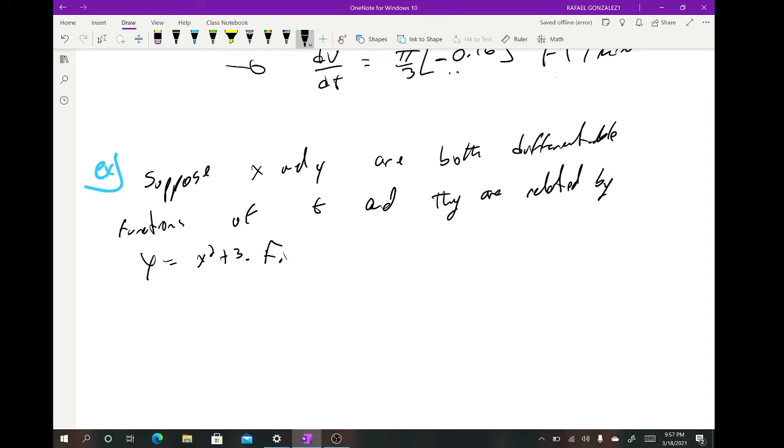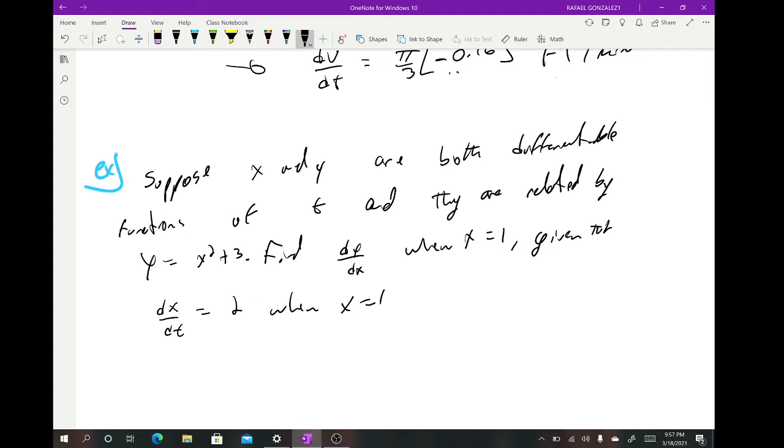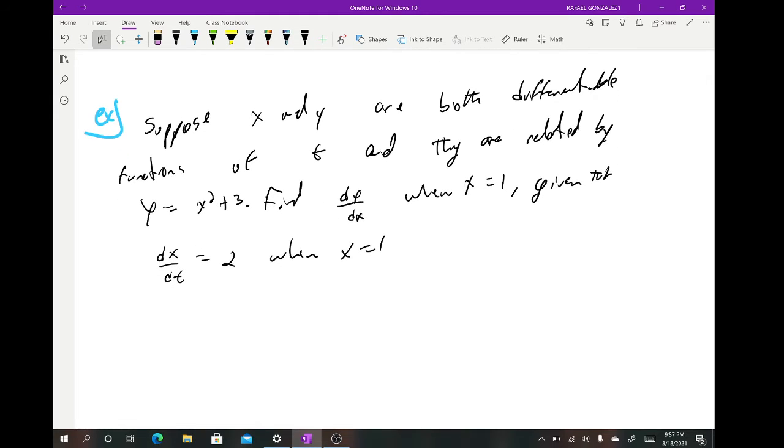Let's say that person in the train tells you to find dy/dt when x equals 1, given that dx/dt is equal to 2 when x equals 1. All right, this is a straightforward example, actually. Most of them do not come in this flavor, but it is good to practice these.